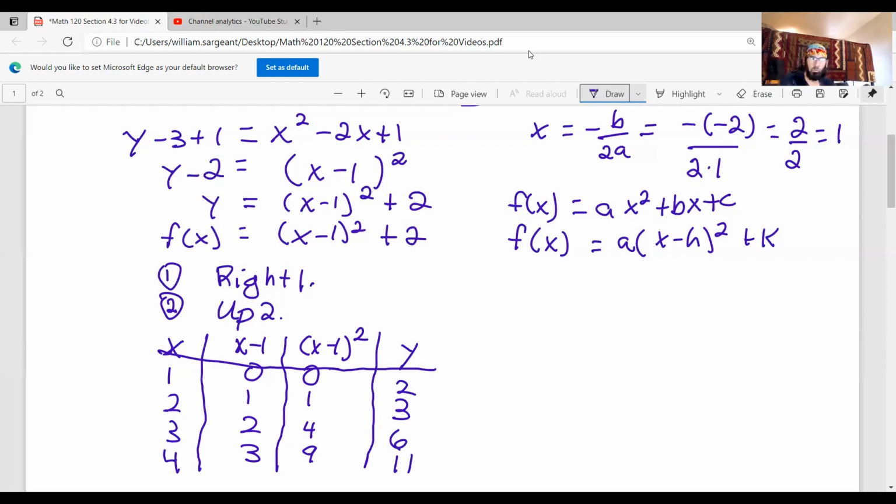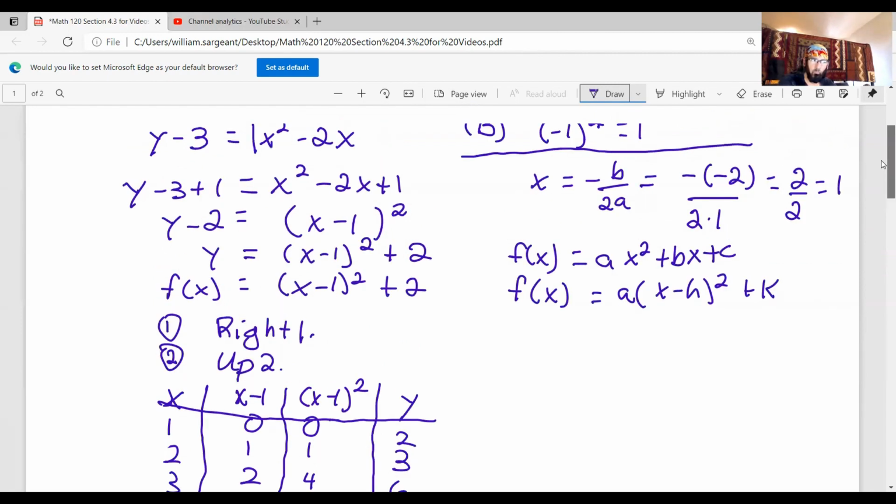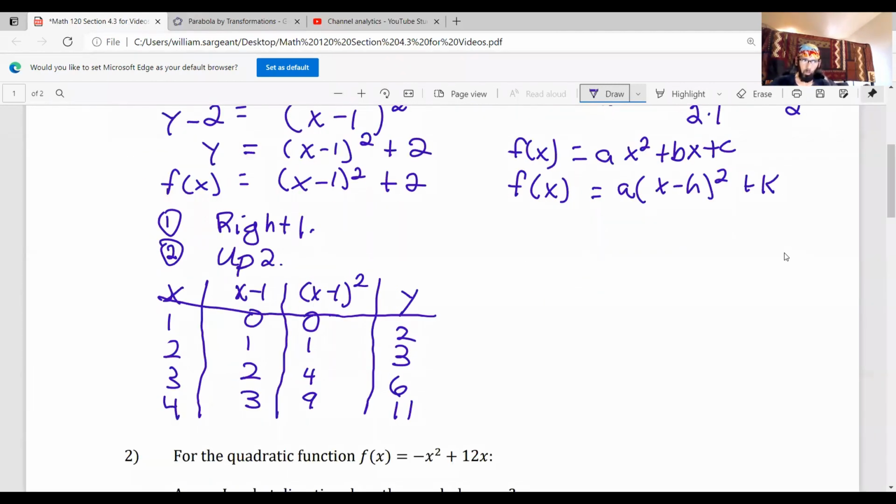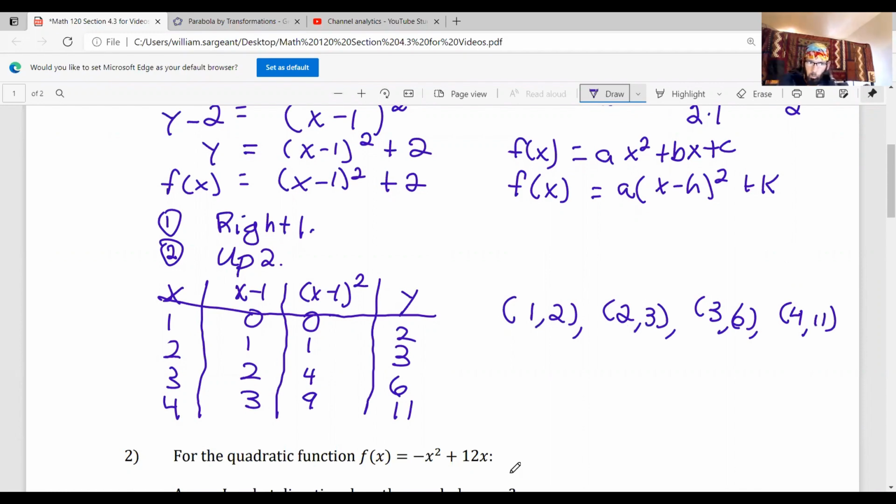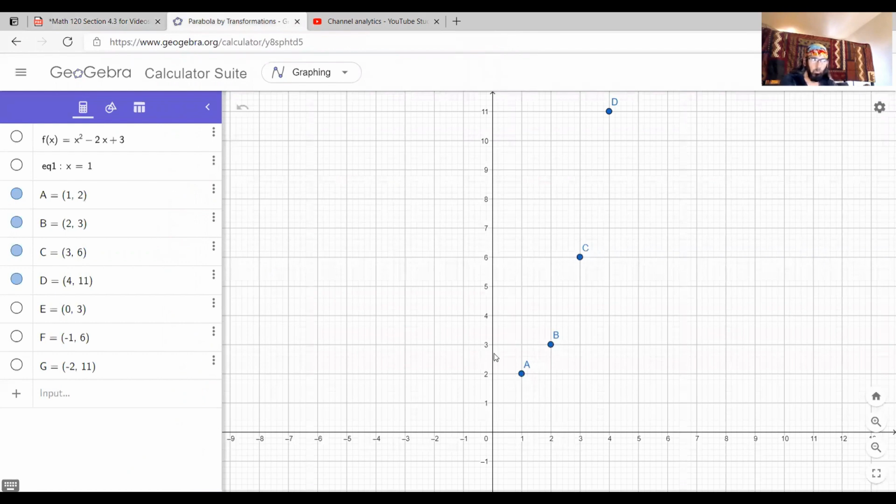I'm going to plot those 4 points in just a moment and then get our complete graph of the parabola following that. Remember what we're plotting. Looking at the first and last column, 1, 2, 2, 3, 3, 6, and 4, 11. So let's see those 4 points plotted. Here we go with 1, 2, 2, 3, 3, 6, and 4, 11.